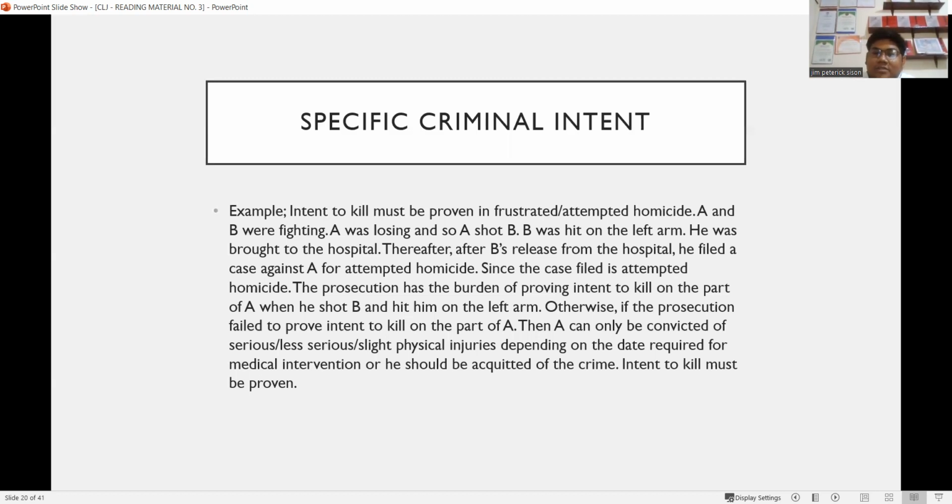Otherwise, if the prosecution failed to prove intent to kill on the part of A, then A can only be convicted of serious, less serious, or slight physical injuries, depending on the days required for medical intervention. Or otherwise, he should be acquitted of the crime. So, intent to kill must be proven first.